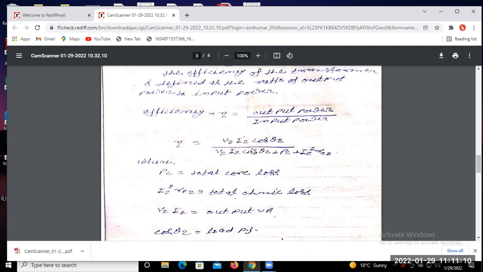And suppose that efficiency, again simplified in another way. How can you write the output power? If we simplify this equation in another way, how can we write this output power? Output power equals input power minus losses.